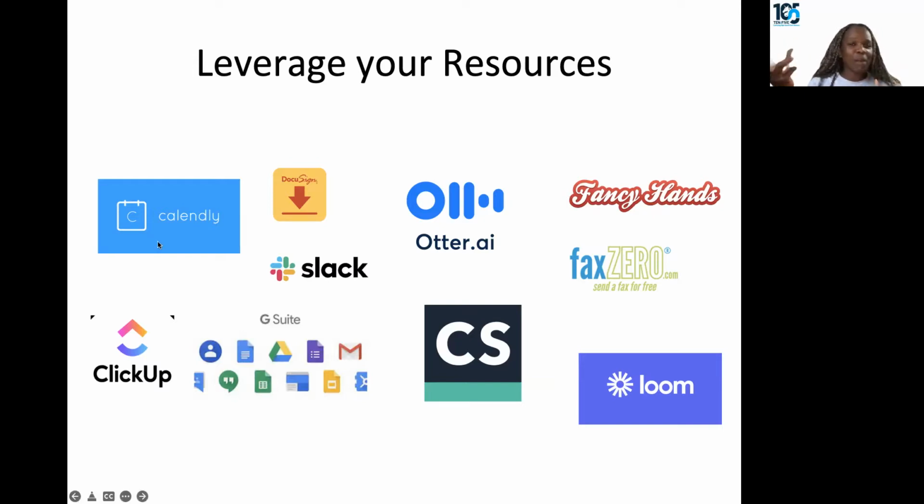Calendly, we use even for our class. And I told you guys to use this to schedule your interviews. DocuSign, you can sign documents, NDAs, contract agreements, etc. on your phone anywhere you go.